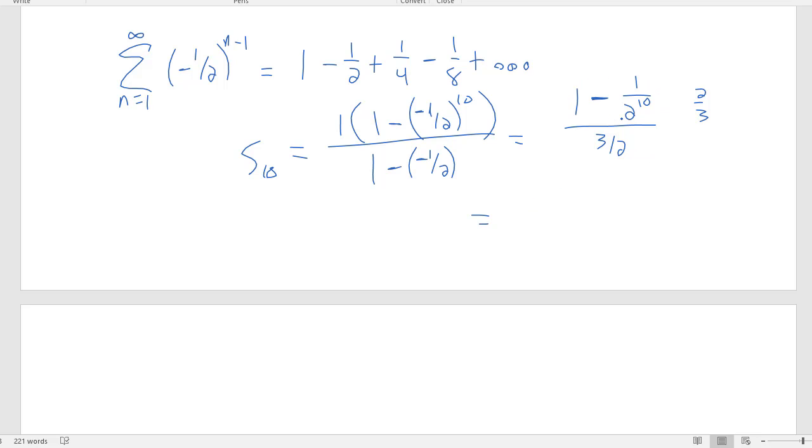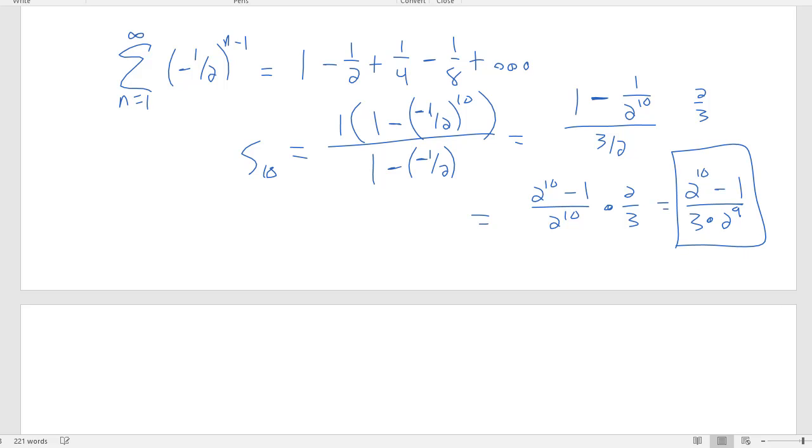Let me get a common denominator for this as well. 1 is going to be 2 to the 10th over 2 to the 10th. So I'm going to have 2 to the 10th minus 1 all over 2 to the 10th. And then I am flipping and multiplying by 2/3. So one of these 2's cancels out, and this becomes a 2 to the 9th. So I have 2 to the 10th minus 1 over 3 times 2 to the 9th. So there would be the sum of the first 10 terms for my finite geometric series, negative 1/2 to the n minus 1. And I could plug that in a calculator and find out that value.